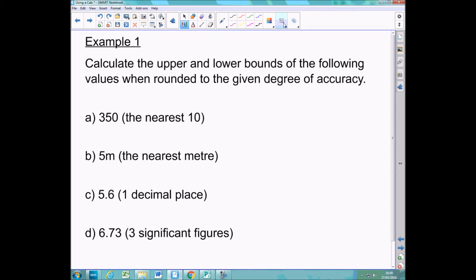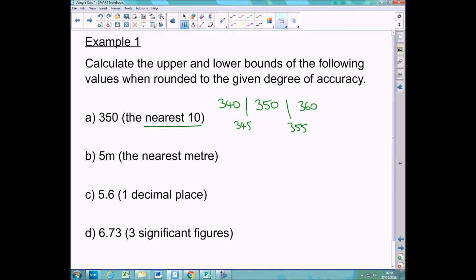So in this first question, we are told that 350 has been rounded to the nearest 10 and we need to calculate the upper and lower bounds. Well, the technique for finding this is actually quite simple. All you do is start off with your value, in this case 350. Then look at what it's been rounded to, the nearest 10. So I write 10 bigger and 10 smaller than my original value. The upper and lower bounds are the values in between these. So my lower bound would be 345, and my upper bound would be 355.